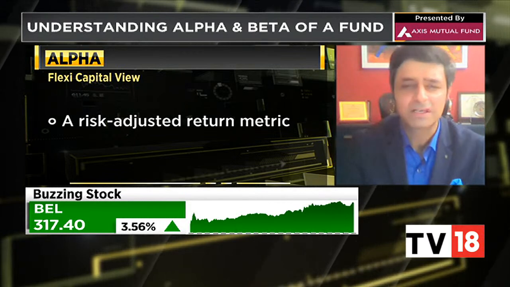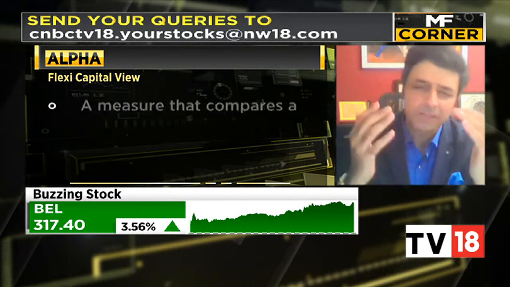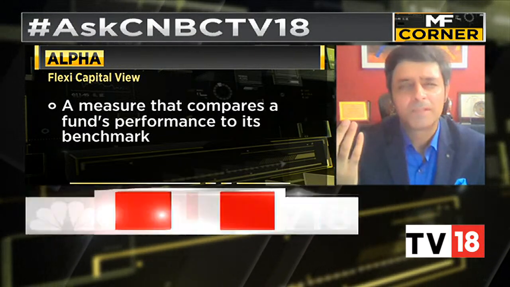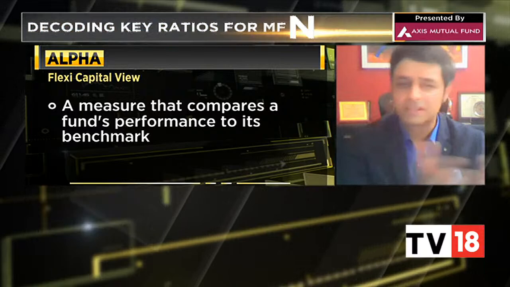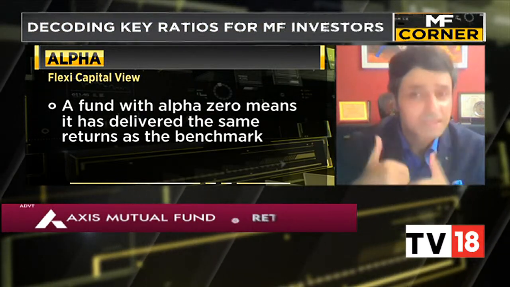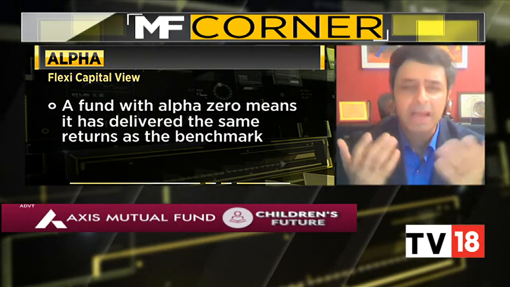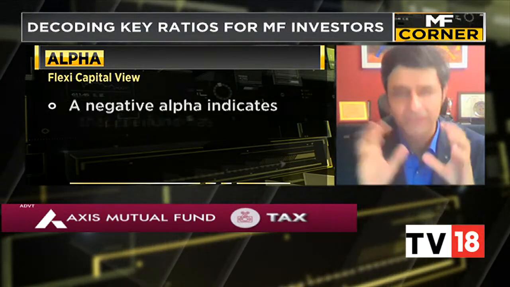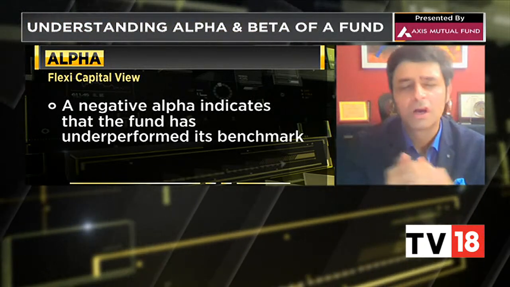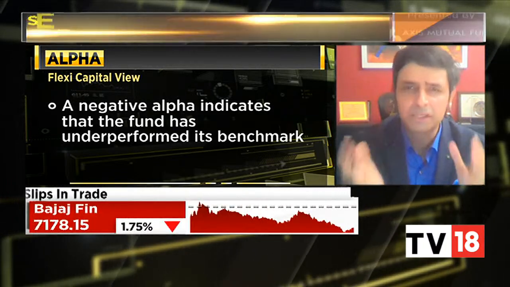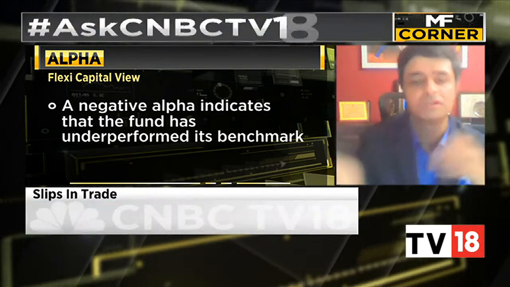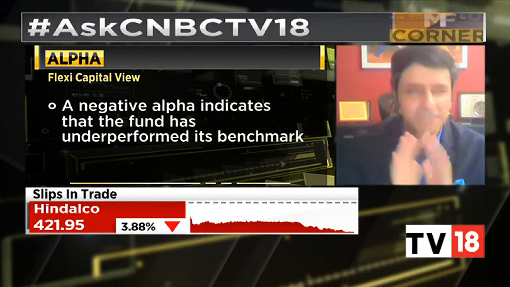Alpha is nothing but basically a measure that compares a fund's performance to its benchmark. So a fund with an alpha of 0, for example, has delivered the same returns as the benchmark. A negative alpha indicates that the fund has underperformed its benchmark. And alpha is basically the mutual fund return minus the risk-free return we spoke about at the beginning of the show, and then subtracting the benchmark return over the risk-free return multiplied by beta. That's basically what alpha is.